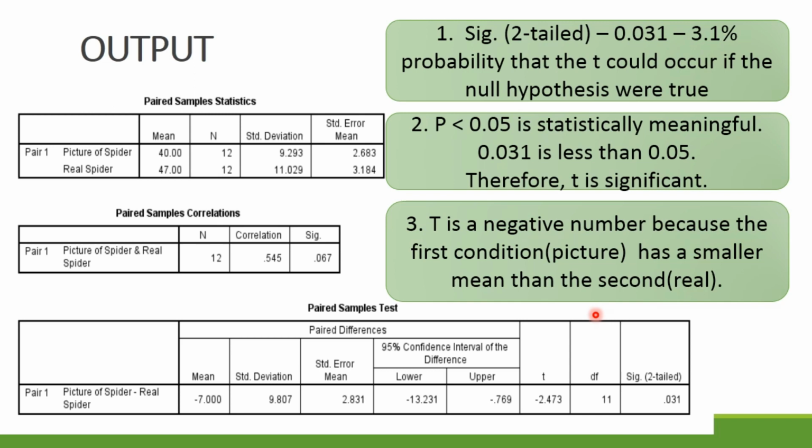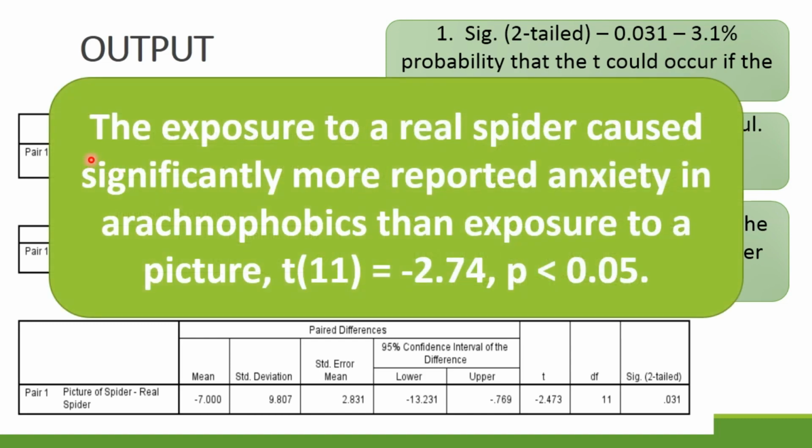The third point is that the t-value is negative. As you can see here, that's negative. That means that the first condition had a smaller mean than the second condition. Therefore, the real spider caused a greater anxiety than the picture. Therefore, we can conclude that the exposure to a real spider caused significantly more reported anxiety in arachnophobics than exposure to a picture.